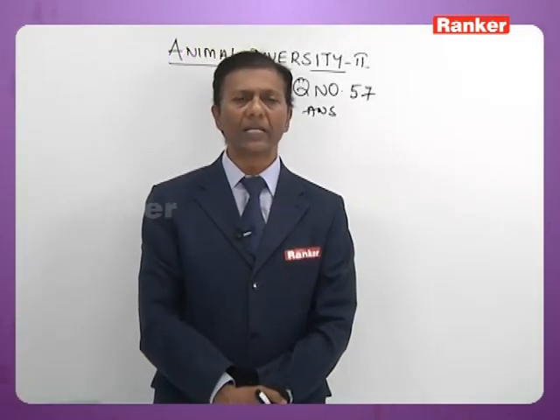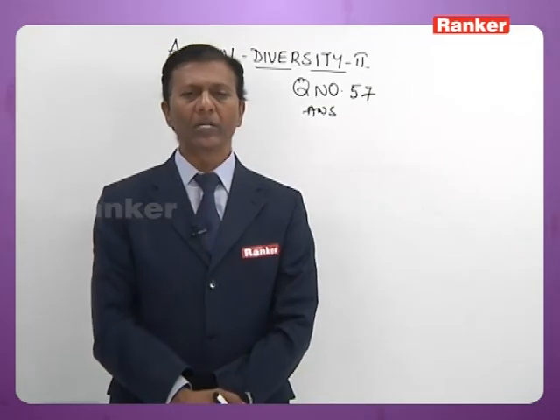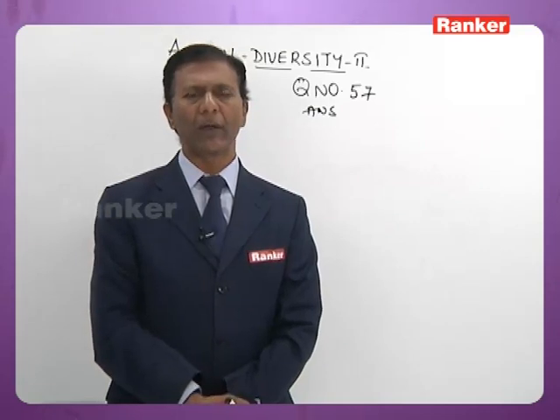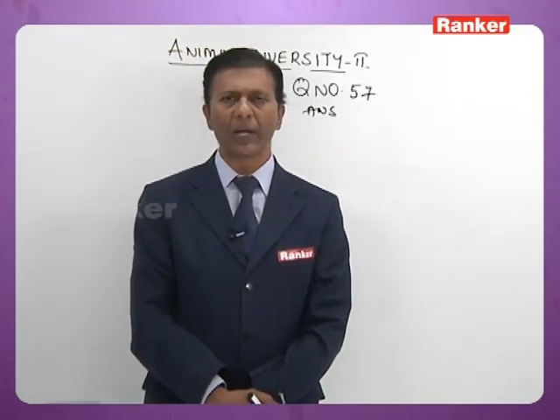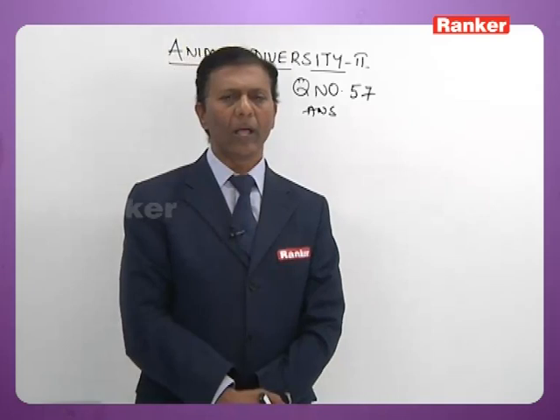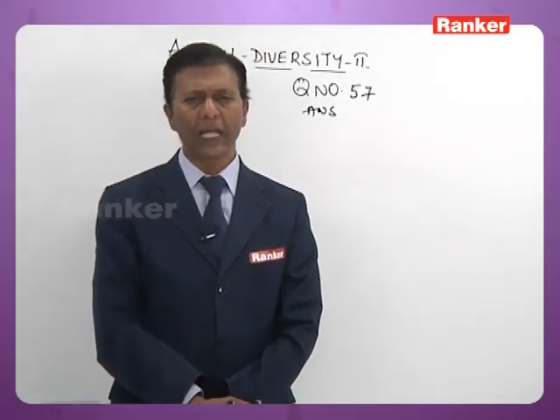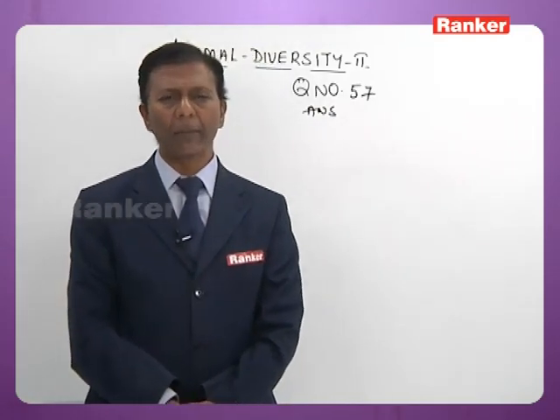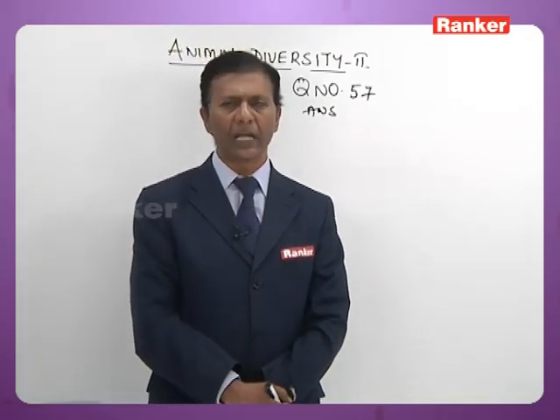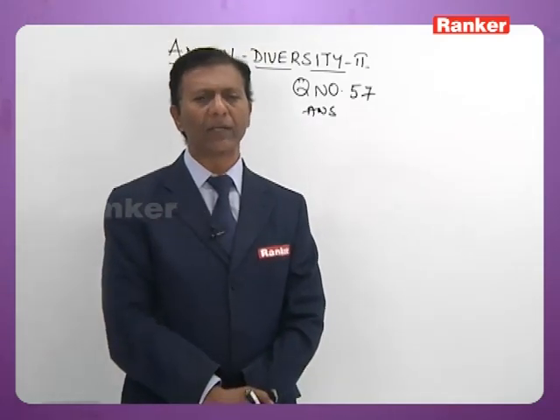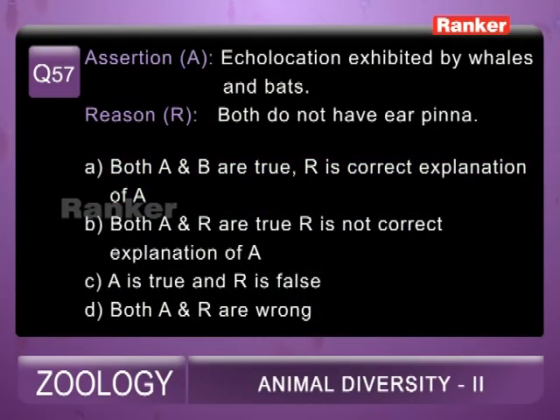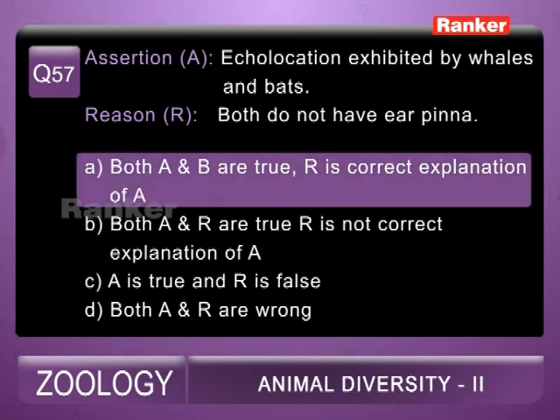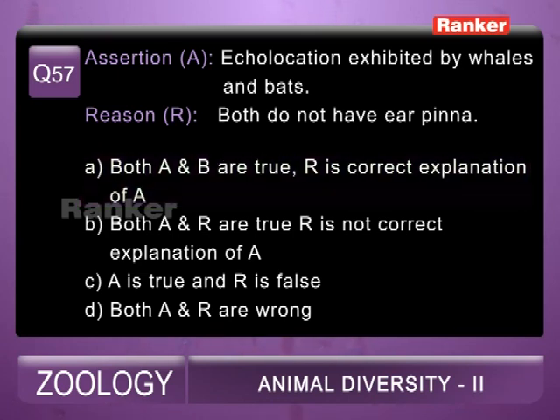Now here the correct answer is A, because mostly birds, bats and whales depend on echolocation for movement. They emit ultrasonic sounds for movement. So echolocation is exhibited by both whales and bats, but they do not have ear pinna. That is also correct, so they cannot collect sound vibrations due to absence of ear pinna. So 57th question, correct answer is A. Both assertion and reason are true and reason is the correct explanation of assertion.